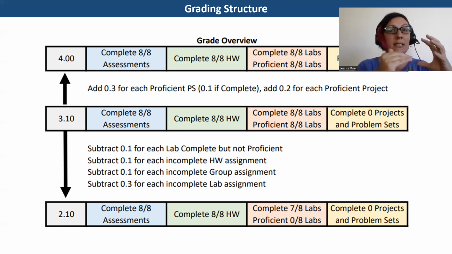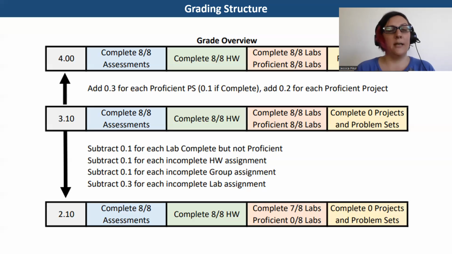Now, if you start missing assignments, then your grade is going to start dropping. So for each lab that you don't complete at all, you'll lose 0.3 of your GPA. So you'll go down to a 2.8. If you complete the lab, but you don't revise it to that proficient A- level, then you're going to subtract 0.1. Now you have a 3.0 in the class. If you don't complete a homework assignment, then your grade drops 0.1 GPA points.